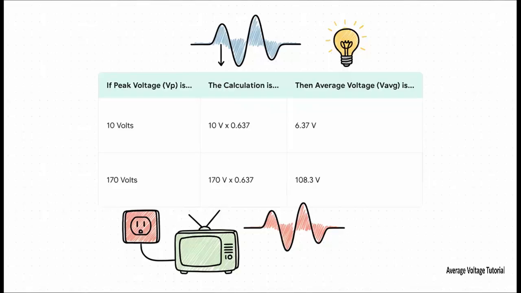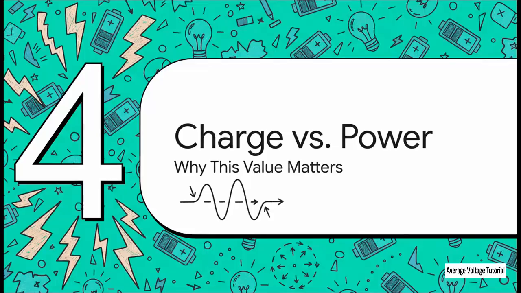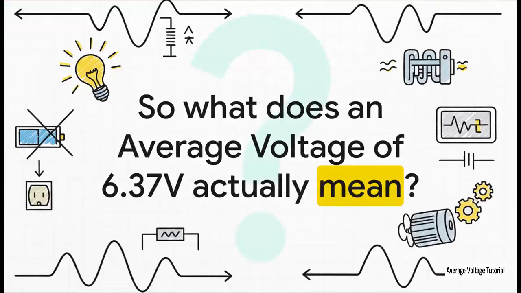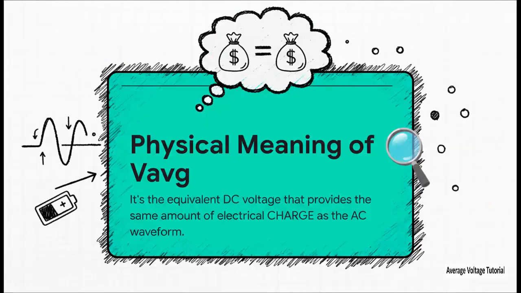Simple as that. Okay, but let's just pause for a second. We have this number, that 108.3 volts. What does that actually mean? What is it equivalent to in the real world? Why do we even care? We've got the number, but what's the physical story behind it? If we say an AC signal has an average of 6.37 volts, what can we compare that to? What does it do? And here it is. This is the key takeaway. Average voltage is the DC equivalent for moving charge.